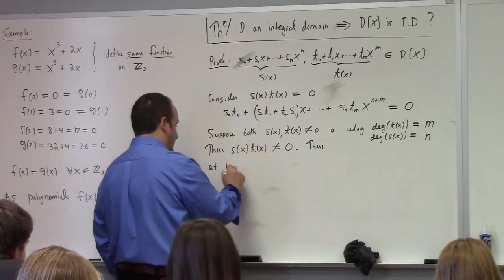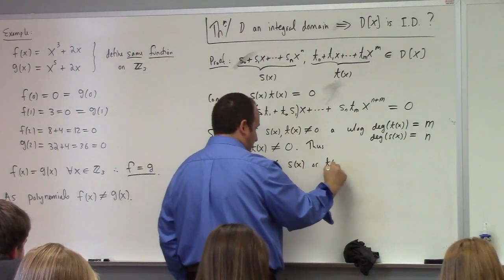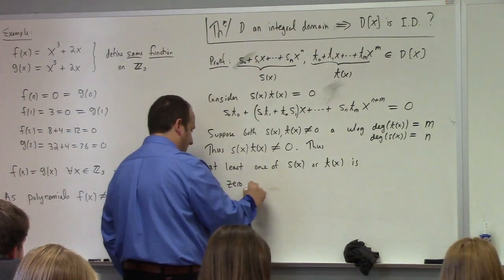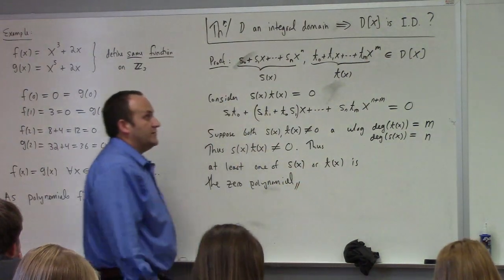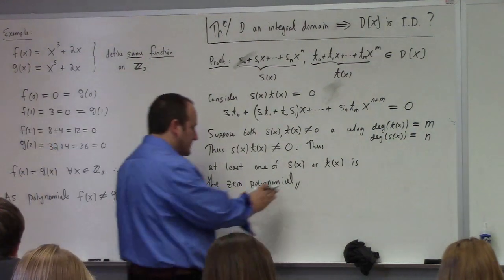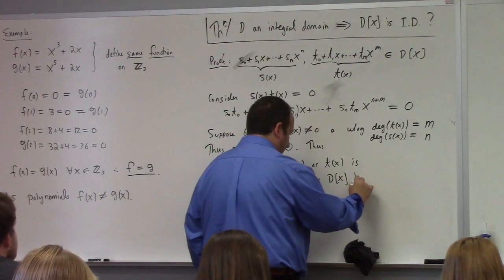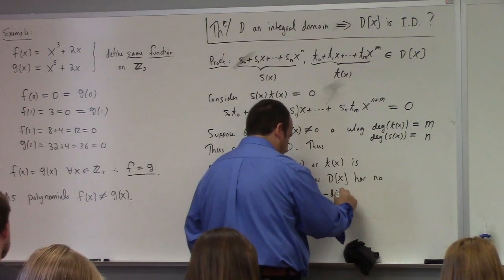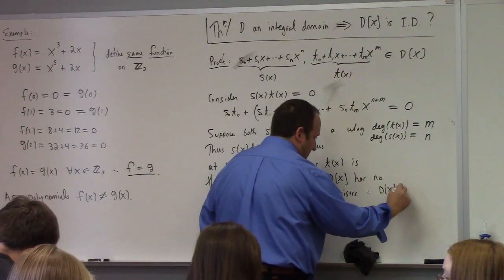At least one of s of x or t of x is the 0 polynomial. Which shows what? Well, concluding sentence. Thus, d of x has no 0 divisors, which means that it is an integral domain, right?